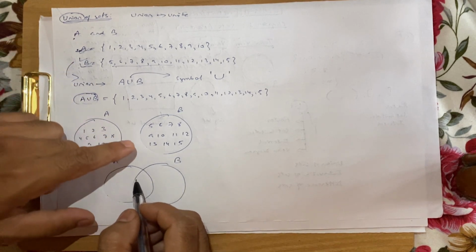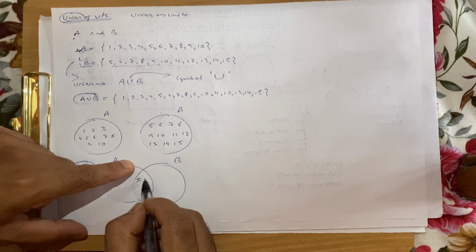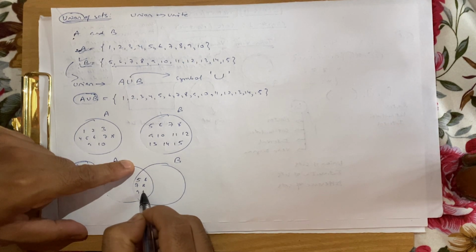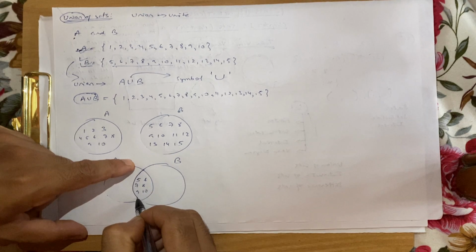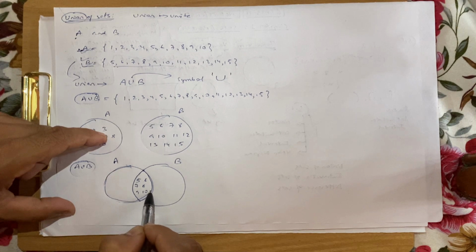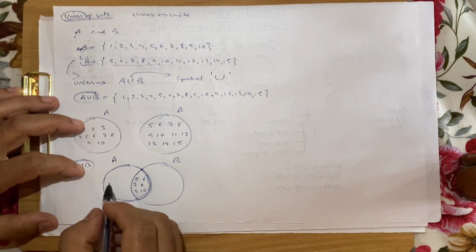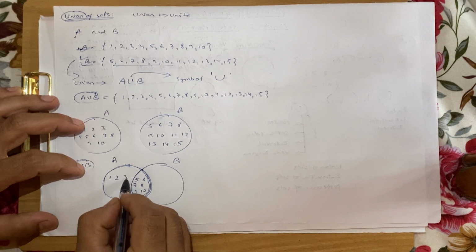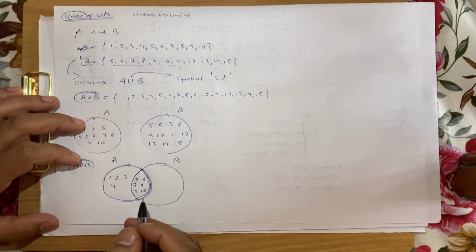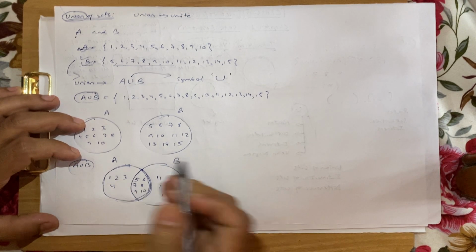Now, what are the common elements? They are 5, 6, 7, 8, 9, and 10. So I'll write the common elements here, in this common region. See, this is a part of the set A also, this is a part of the set B also. Now the other elements are 1, 2, 3, 4 on this side, that purely belong to A, and 11, 12, 13, 14, and 15 that purely belong to the set B.